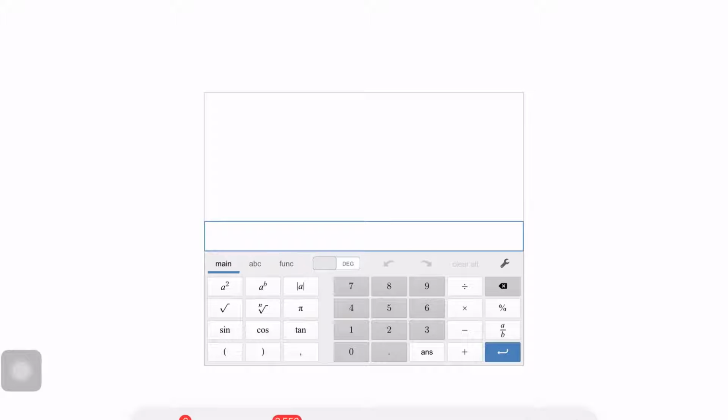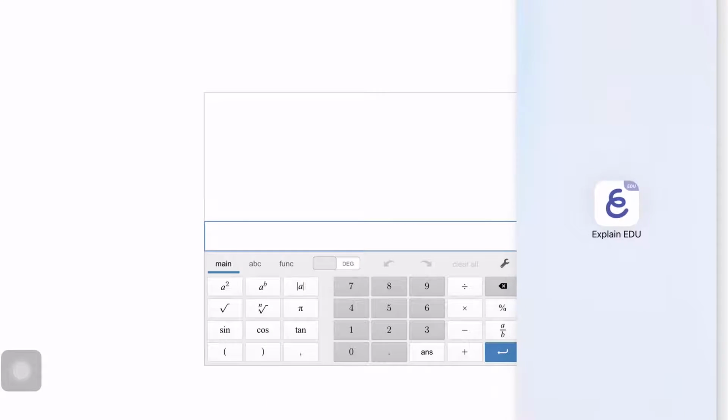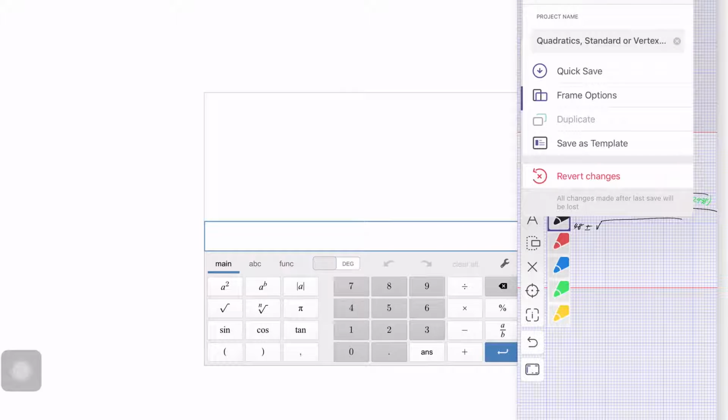Let's bring up both at the same time. I want this one on this side. Oh, it always goes to that side. There we go. Okay, I'm going to try to do it with you here.